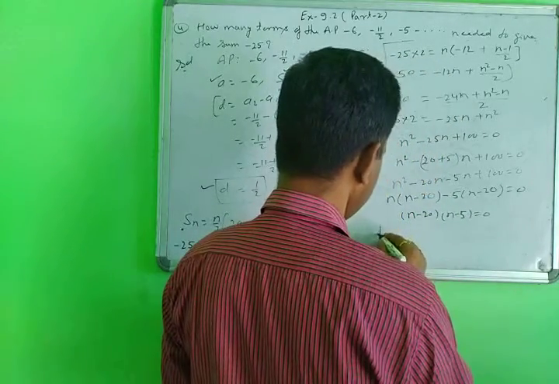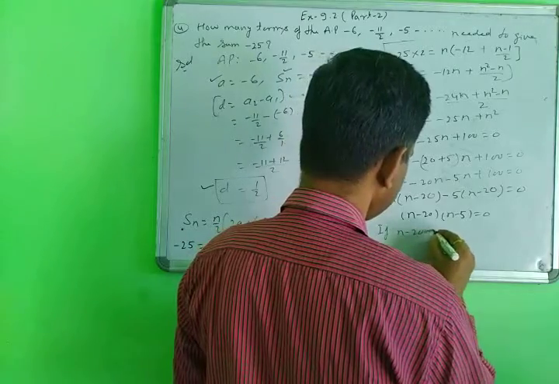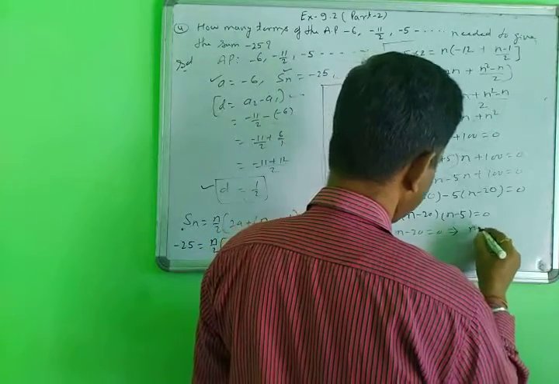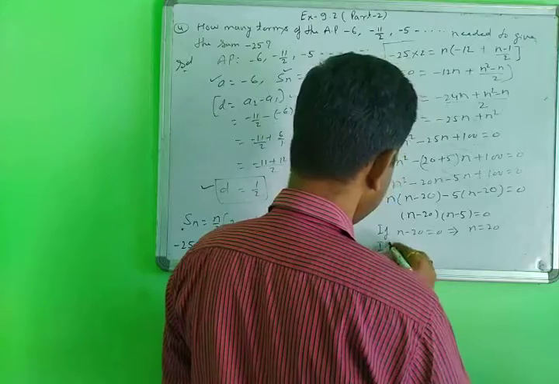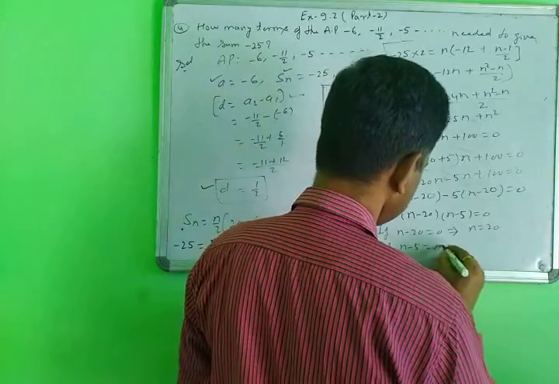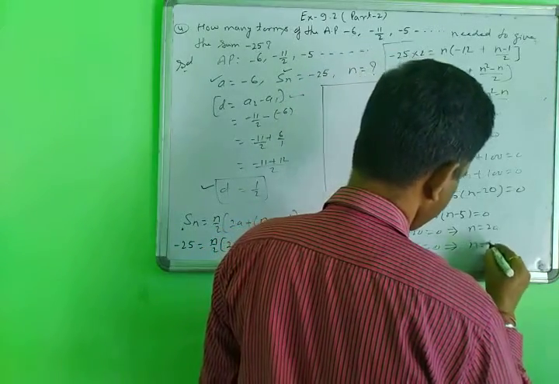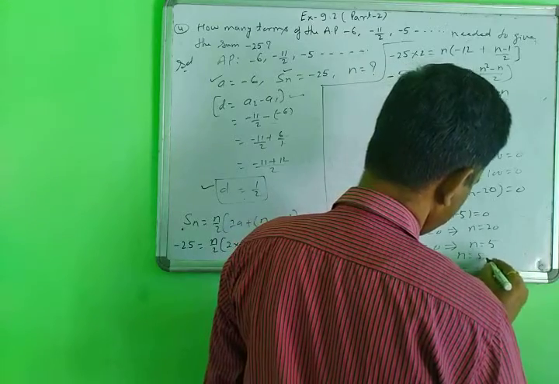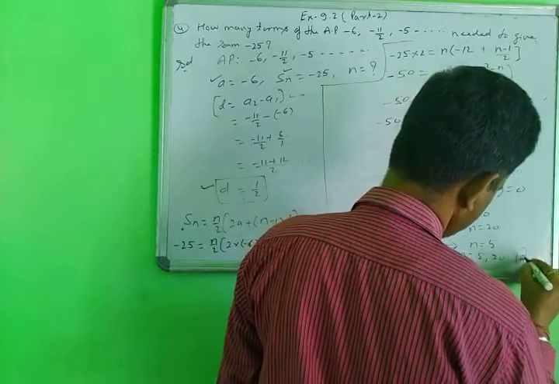So if n minus 20 equal to 0, then n equal to 20, and if n minus 5 equal to 0, it means n equal to 5. So the value of n equal to 5 and 20. This is your answer.